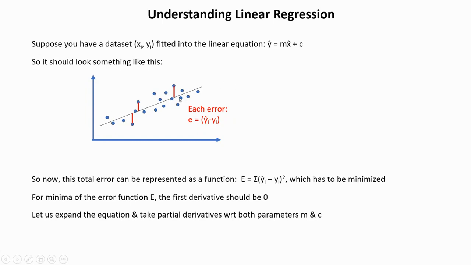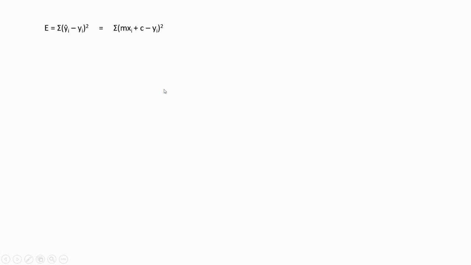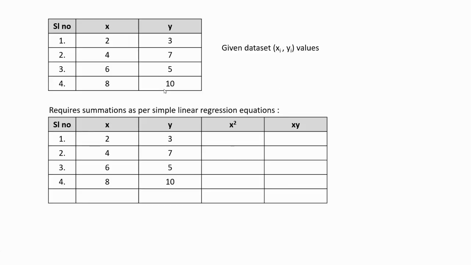That is the straight line for that data set. This is just an example here. I'm talking of this example.